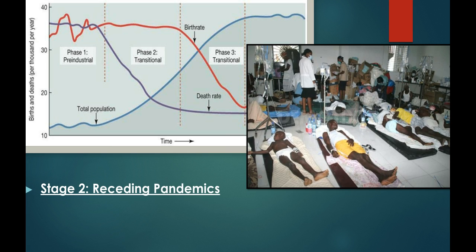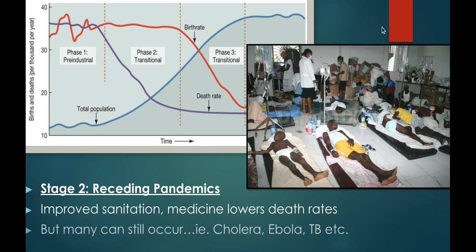Stage 2 is receding pandemics. Now, medicine is one of those things. Implementation is part of the step. People learn where disease comes from and avoid disease, and then figure out a cure. However, depending on where in stage 2, many of them might still occur because they can't figure out a cure for some things like Ebola, tuberculosis. It's a problem. I have a TB test every year as a teacher because it's so spread.